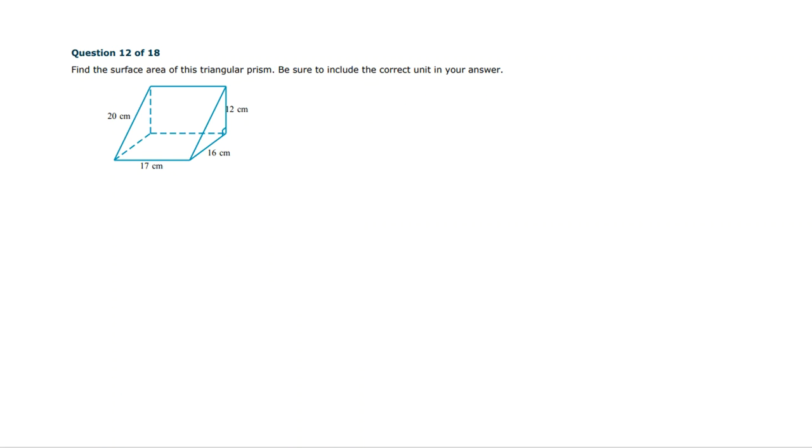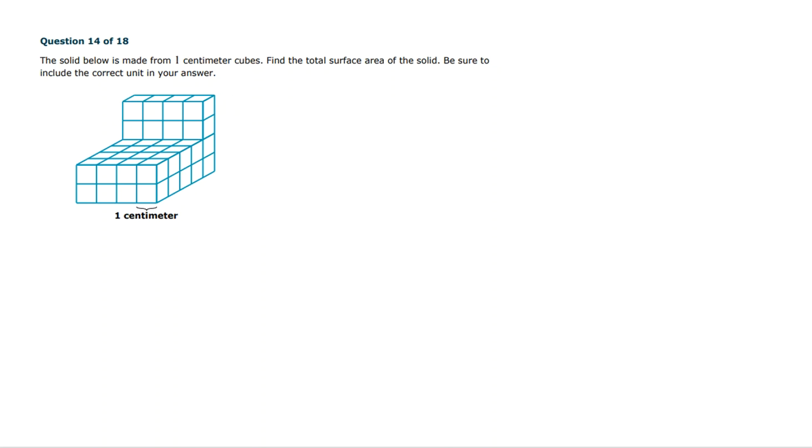Number 12 is a triangular prism. So remember, a triangular prism is made up of a base, two triangle sides, a back, and a slanted top. And you need to find the area of all of those faces, add them together, and that will give you your surface area. Question number 14 is another one of those problems where there is a combined shape.